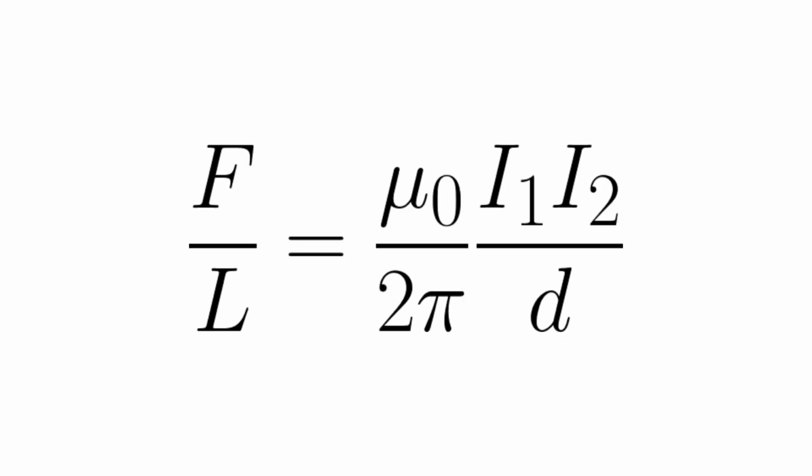Also, we can write Ampere's law as follows. Here we have a force per unit length, and it's equal to this constant mu0 over 2 pi multiplied by the currents and divided by the distance. Somehow this is similar to Coulomb's law, the force between charged particles.